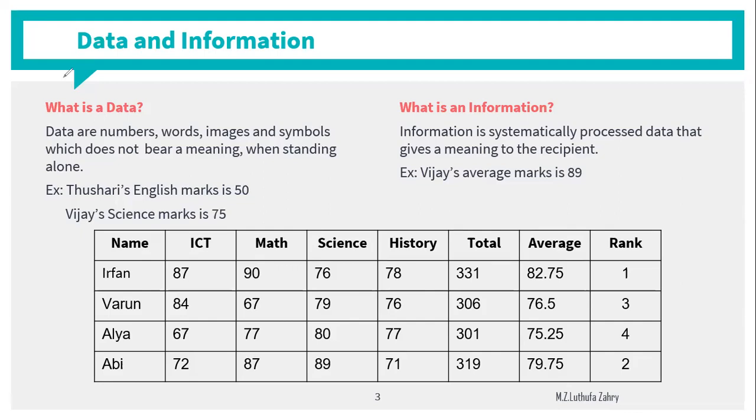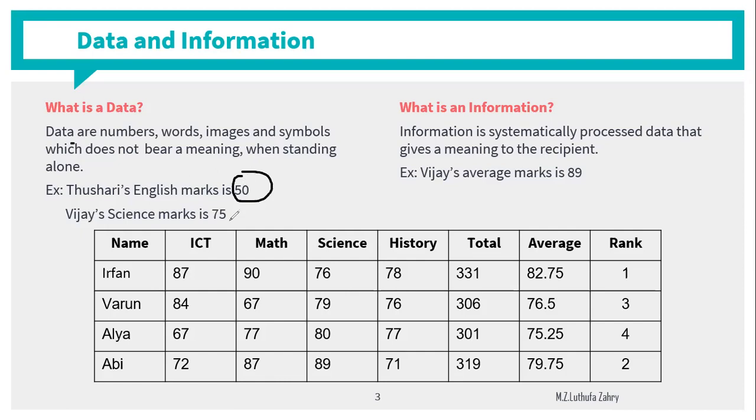So the first thing, your first competency, the first unit, is data and information. So what is data and what is information? This is the first part. Data means numbers, words, images or symbols which do not bear a meaning. For example, if you say Tushari's English marks is 50, it's just data. It's not going to give you any meaning.